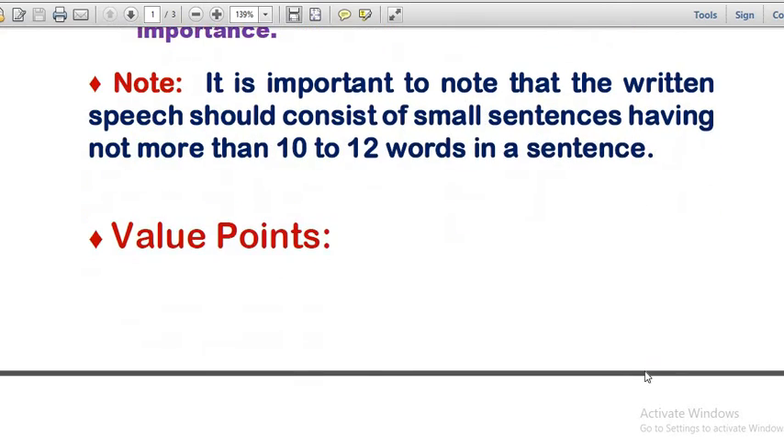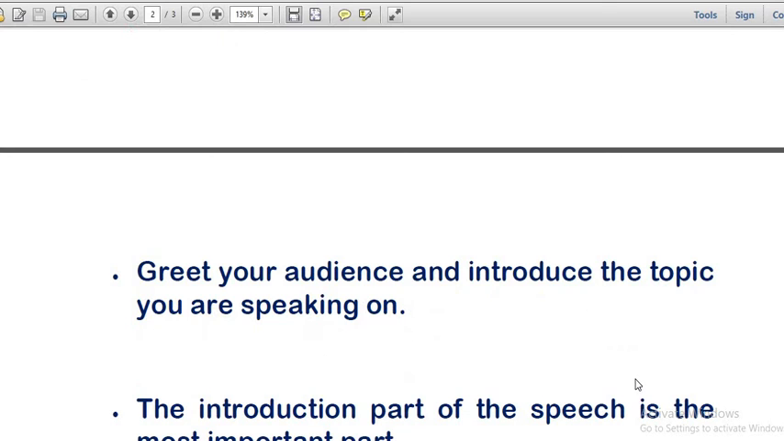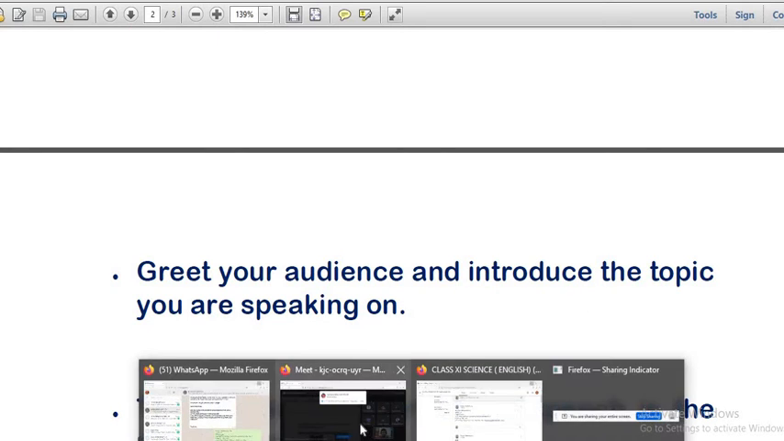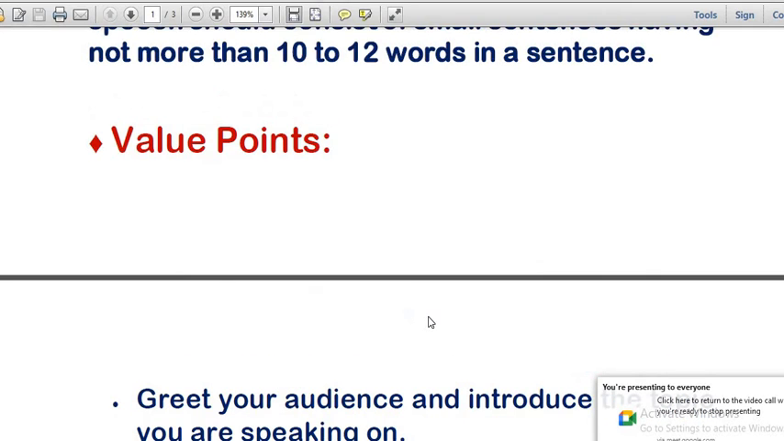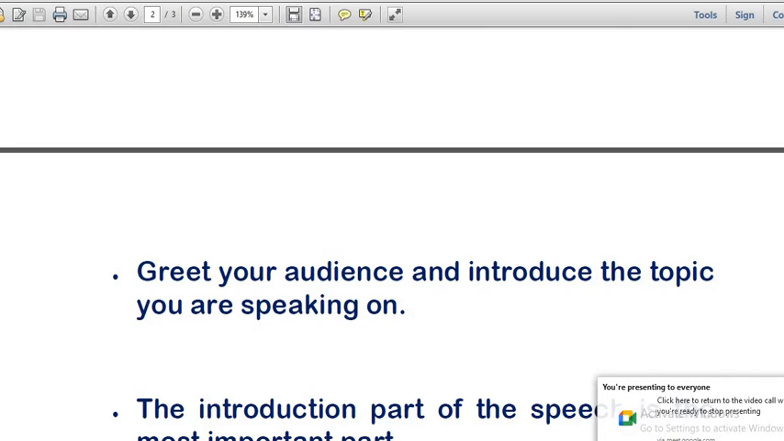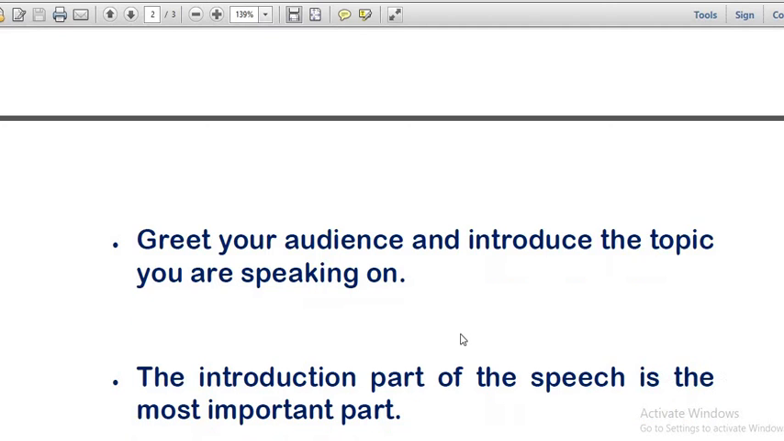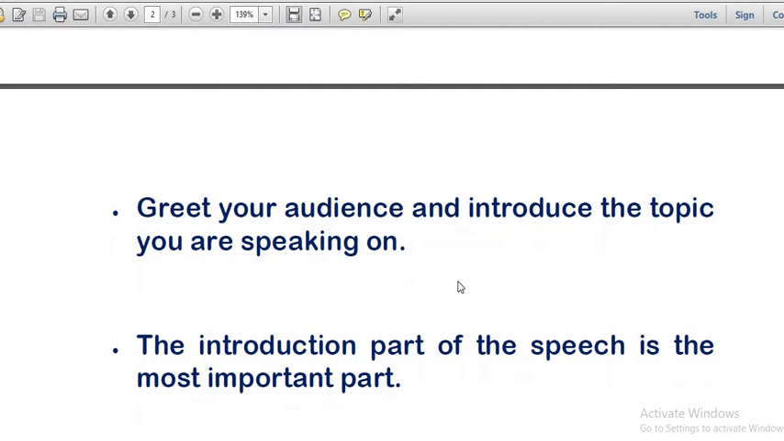Now there are some important value points that I want to focus your attention on. And what are those value points? These are some of the techniques that, dear students, you all have to follow. First of all, greet your audience and introduce the topic you are speaking on. Okay, you have to greet your audience. Yes, good morning to every one of you. Let us concentrate.